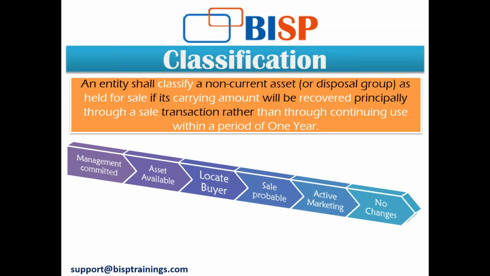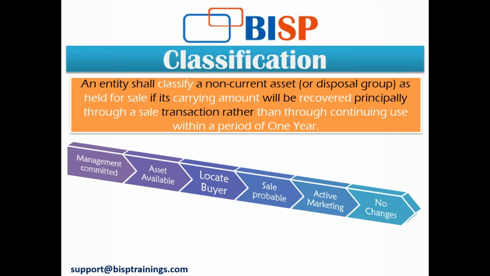Now let's understand these 6 classification matters on various examples that come in real life sessions. Now, this is an example. There is a company which is committed to sell its factory premises, and it has initiated actions to locate the buyer. So my company, the management is committed. I have an asset that is available, that is factory premises, and it has initiated the action to locate a buyer.